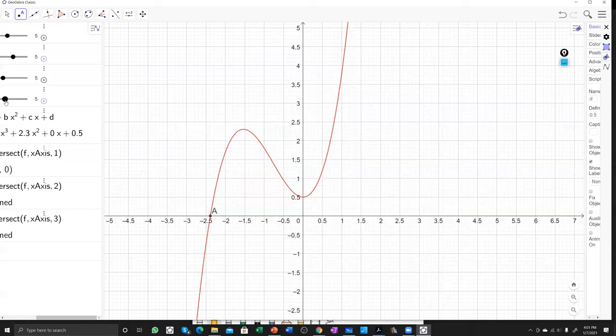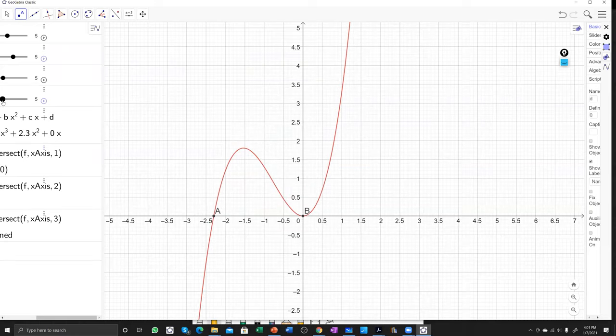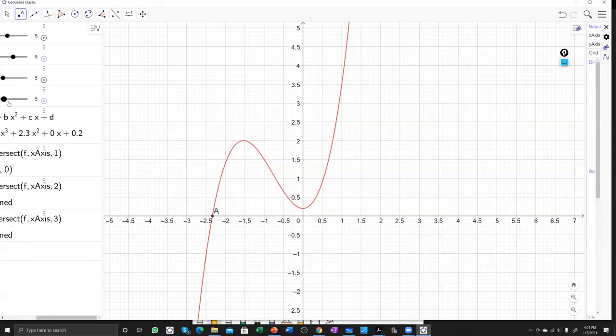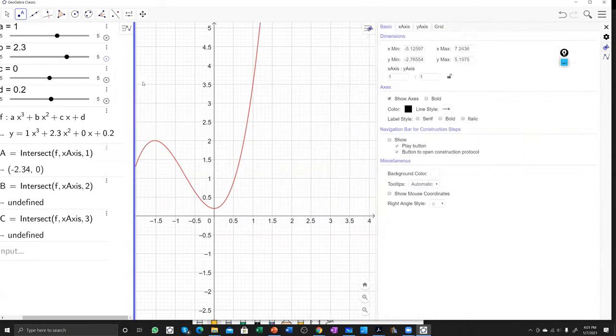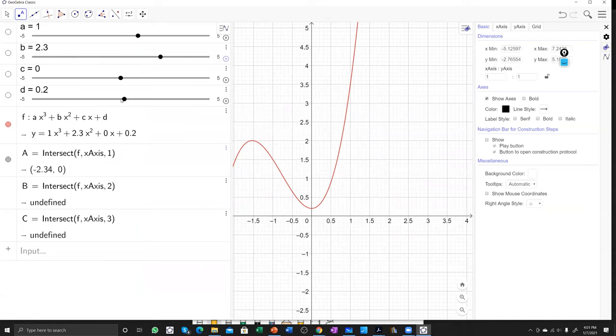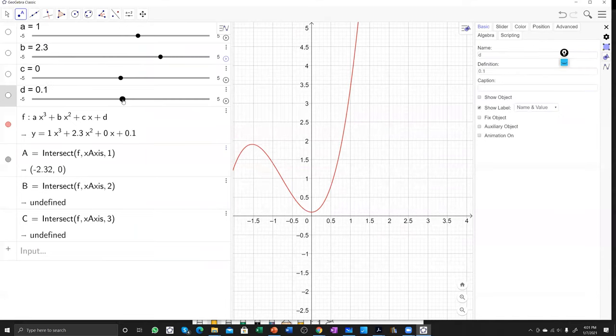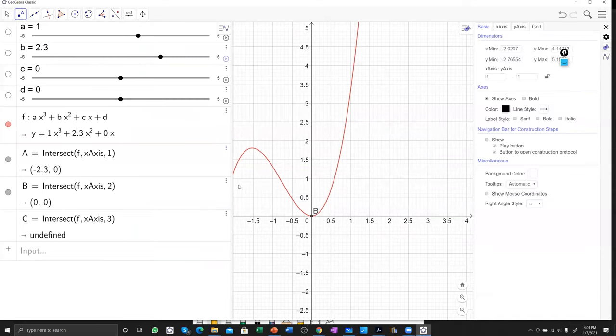Yes, sir. But what if it just touches the x-axis, like in a quadratic? Sir, when there was only point B. There are two equal real roots and one not equal real root. Understood? You're talking about this case, correct? Yes, sir. Now, here, B and C are coincident. It doesn't mean that the roots have disappeared. B and C are sitting on top of each other.